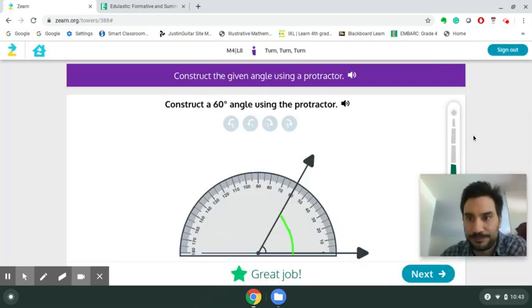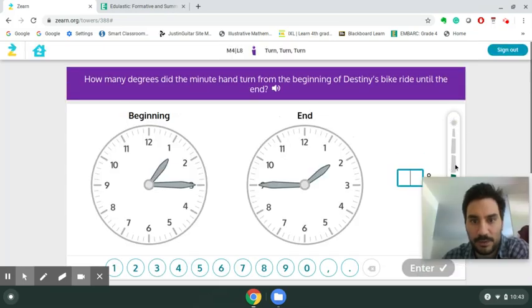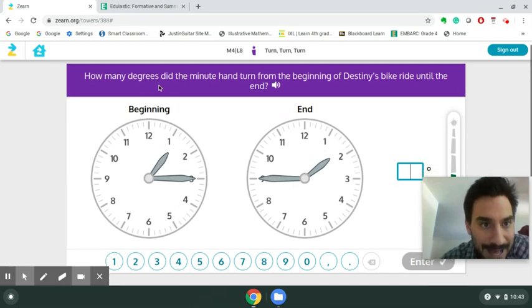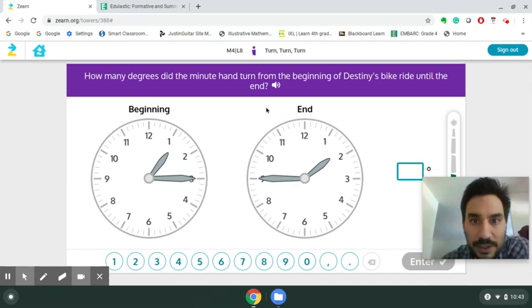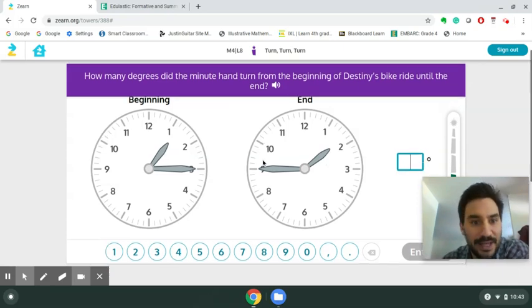Let's keep climbing. Notice your tower. We're moving up. All right, we're back on our clocks. How many degrees did the minute hand turn from the beginning of Destiny's bike ride until the end?